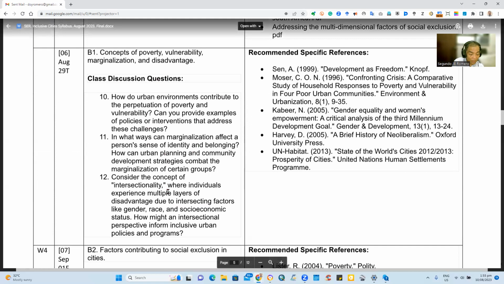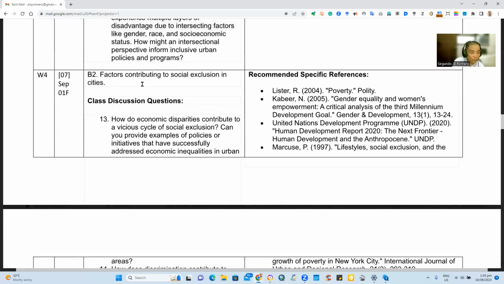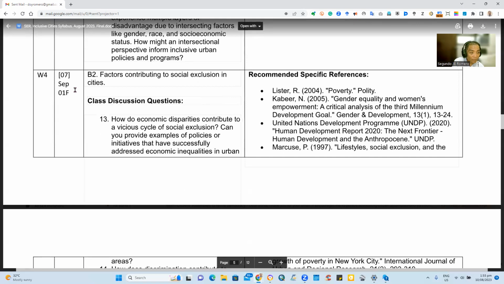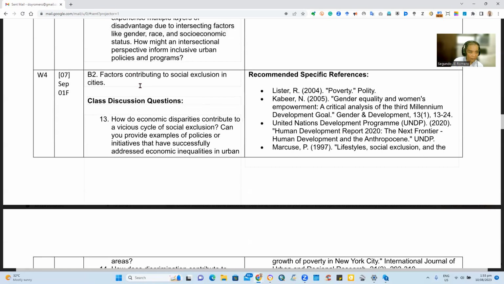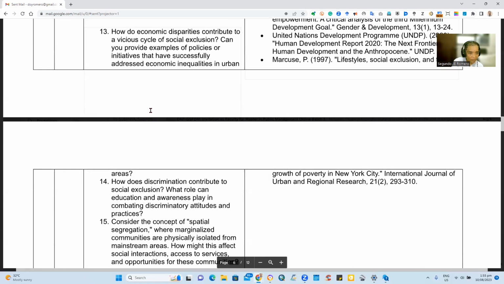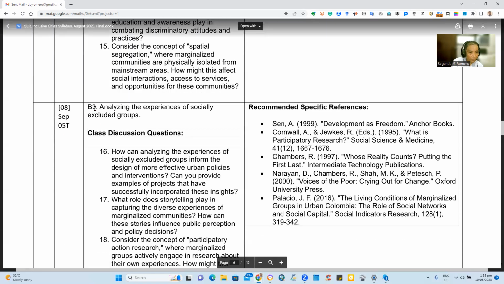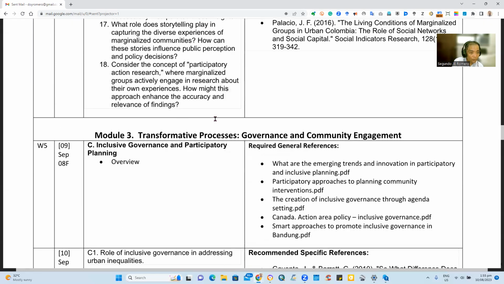Then we have the class discussion questions. Now, as you can see, there is one subunit to be discussed every session, right? So they are all programmatically arranged. B2, for September 1, Friday, Factors Contributing to Social Exclusion in Cities. Then you have your class discussions. B3, Analyzing the Experiences of Socially Excluded Groups.